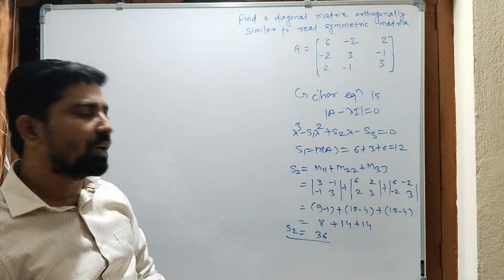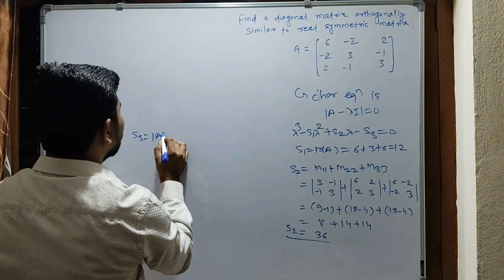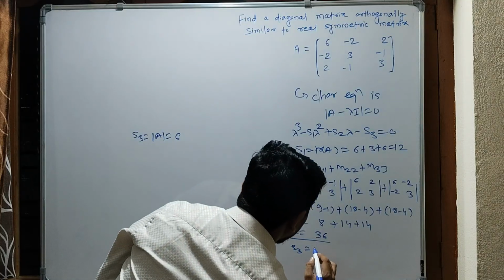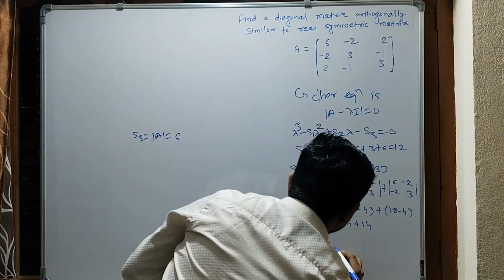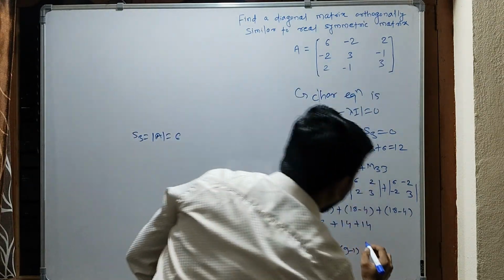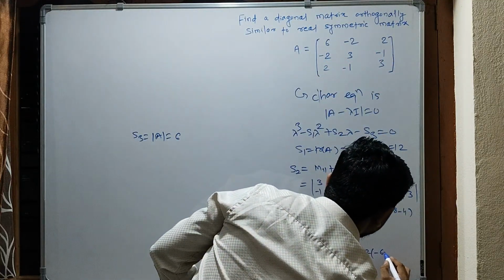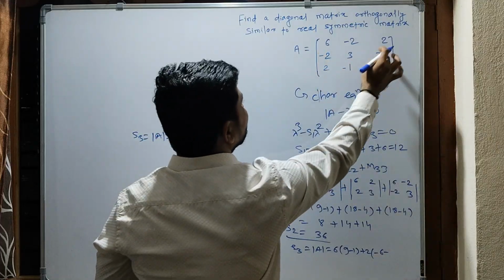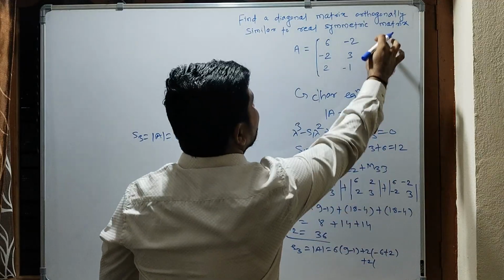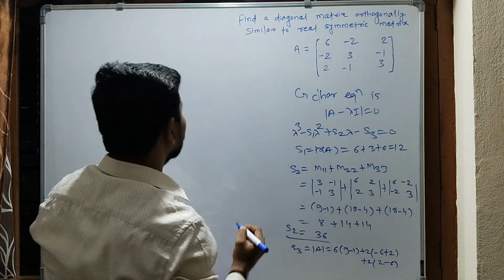S3 means just the determinant of this matrix. So write S3 equal to the determinant of this matrix, which is equal to 6 into (9 minus 1), plus 2 into (minus 6 plus 2), plus 2 times (2 times 2 minus 6), that is 2 minus 6.